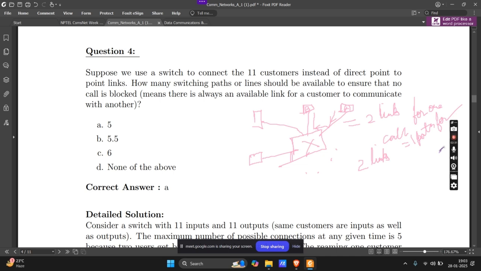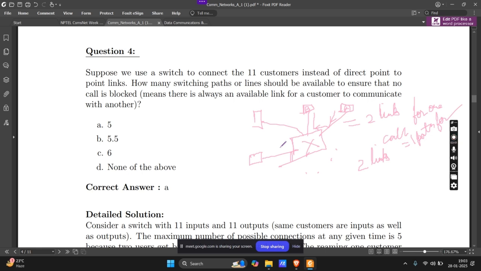Many people will say 10, because one call takes two links. As I have said, there can be as many as 5 calls. There cannot be more than 5 calls, right? Because there are 11 people. So if two of them are talking like that, as a pair, there can be 5 couples. One has to be not on call. So there can only be 5 couples. So 5 couples means 5 calls, and each call takes 2 links. So there should be 10 links.